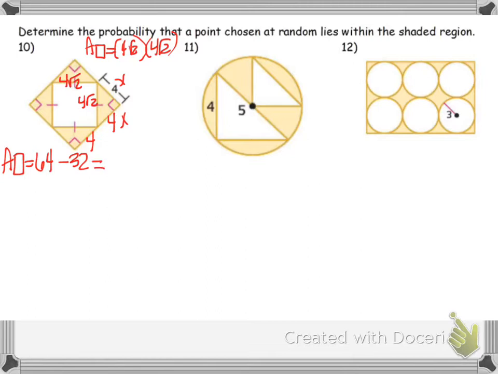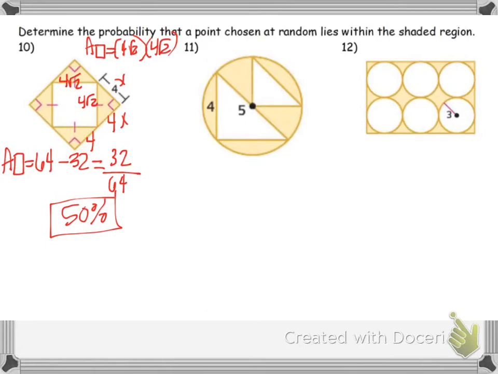So that is the area of the small square. If you wanted to go ahead and just simplify that, that would probably be best. So 64 minus 32 is 32. So that's the shaded part. And now we need the whole. So the whole would just be 8 times 8, which is 64. And 32 divided by 64, that would be 50%. Which makes sense. Kind of looks like it would be 50%.